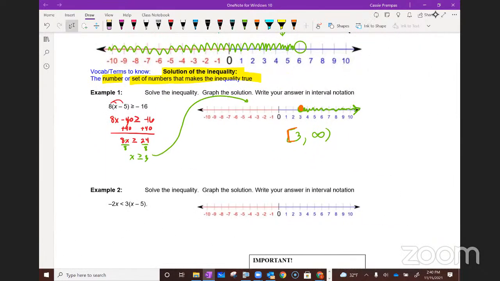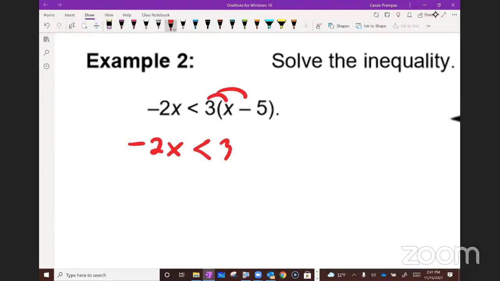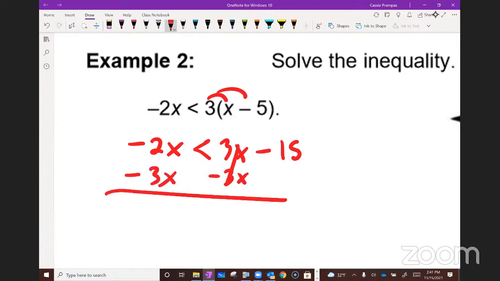Example 2, solve the inequality, graph the solution, write your answer in interval notation. So what would you guys do first? Good, distribute the 3. So we'll do that. And we have -2x is less than 3x minus 15. What would you do next? Subtract the 3x. What's -2x plus -3x? -5x is less than -15.